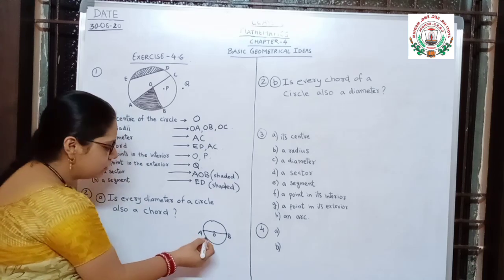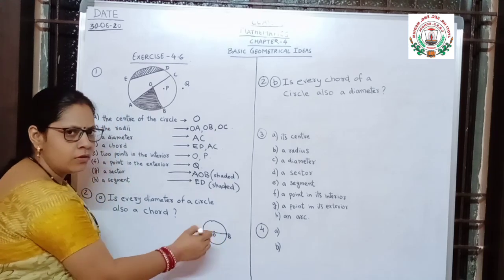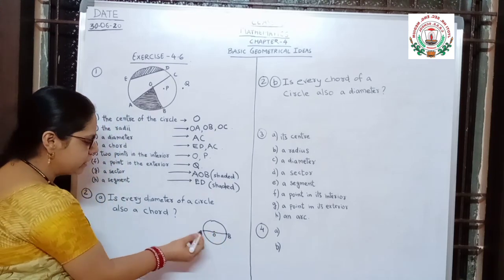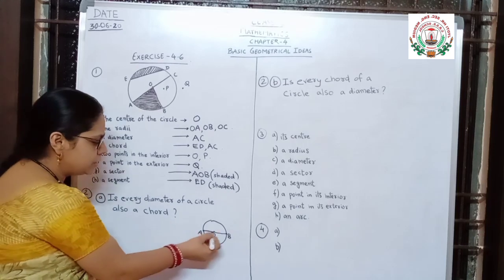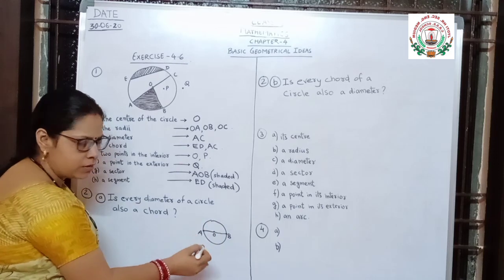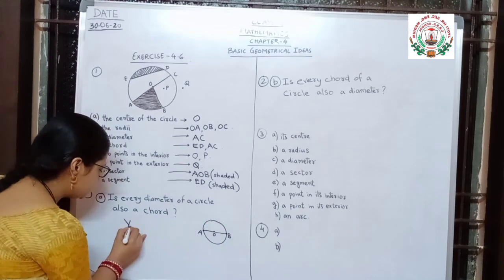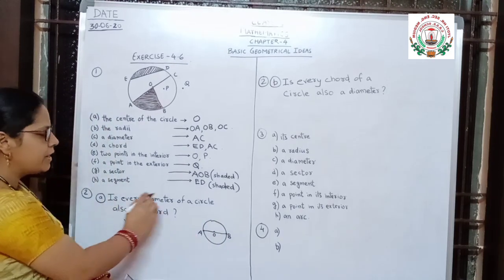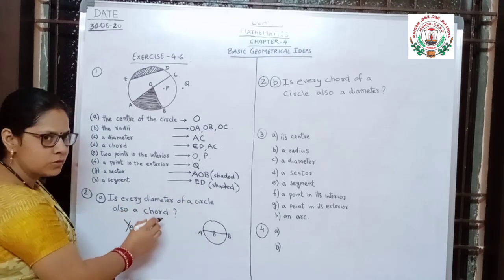That is the chord passing through the center or not passing through the center. That doesn't matter for the chord. Diameter is passing through the center. So this line is also a chord. So yes, every diameter of a circle is also a chord.